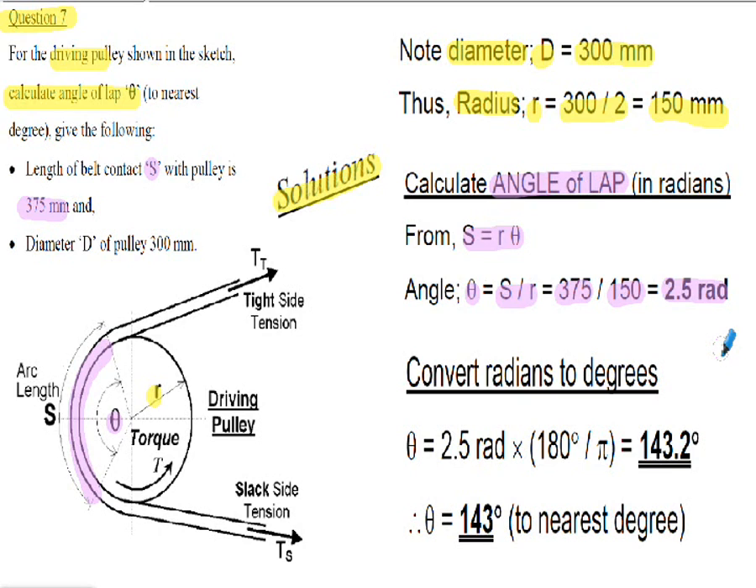Notice that the question wants the angle in terms of degrees though, so we have to finally calculate the angle in degrees. So finally converting the angle from radians to degrees, the angle will be 2.5 radians multiplied by 180 divided by pi. So 143.2 degrees, or to the nearest degree, angle theta is 143 degrees.